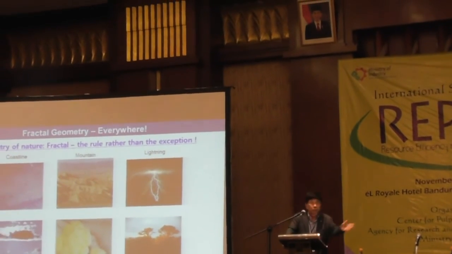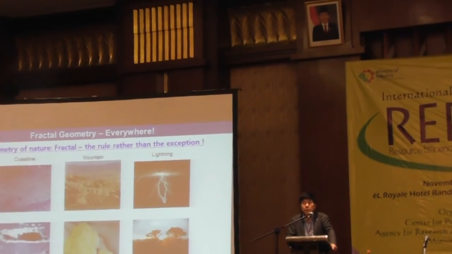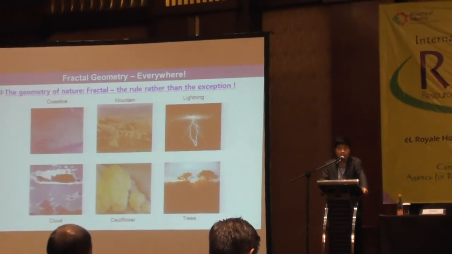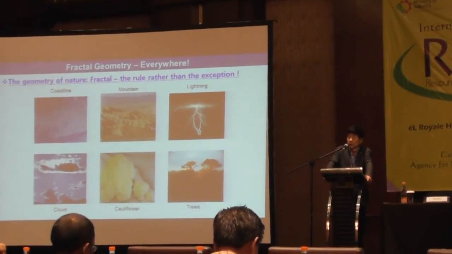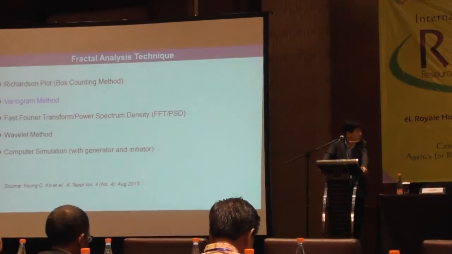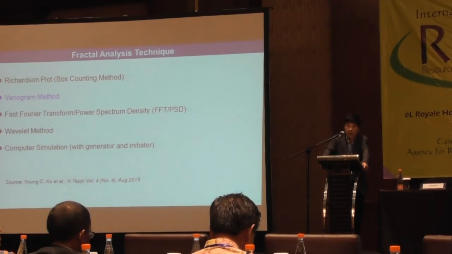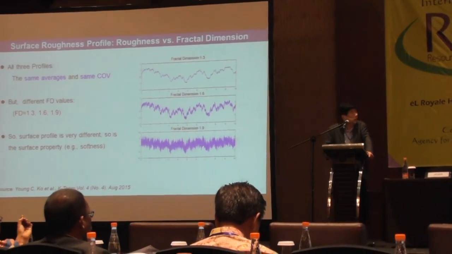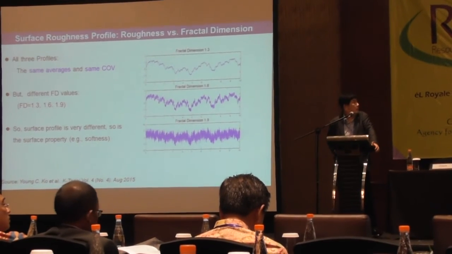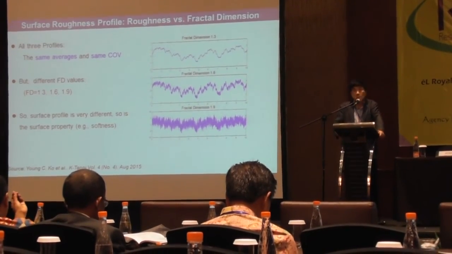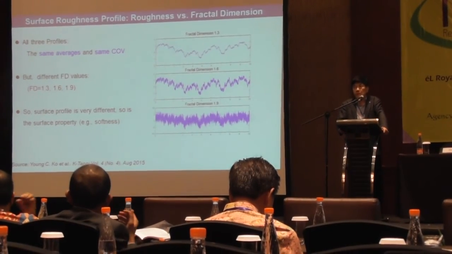You just see that. The problem here is that all of nature has a fractal geometry, or mathematically you can prove it. That means nature does not generate things randomly, there is some design. So we have several analyses happening. One important concept here is that even with the same average and the same coefficient of variation, we can generate all different fractal dimension values.